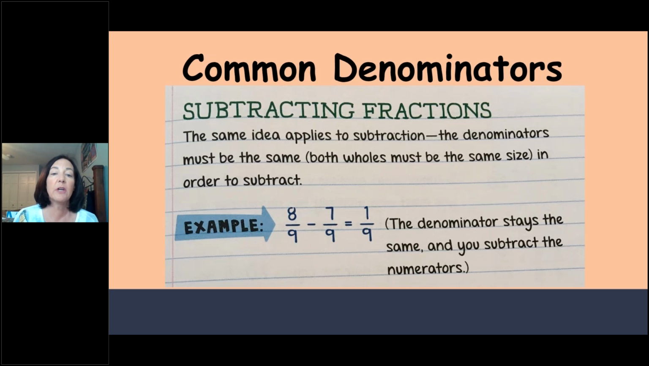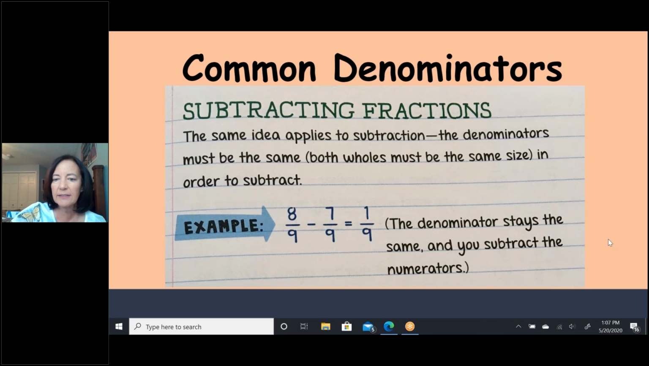Common denominators. We talked a lot about common denominators. Whenever you subtract fractions, the denominators, that's the number on the bottom, must be the same. So for example, 8/9 minus 7/9 equals 1/9. And we did some simple problems like that last week.